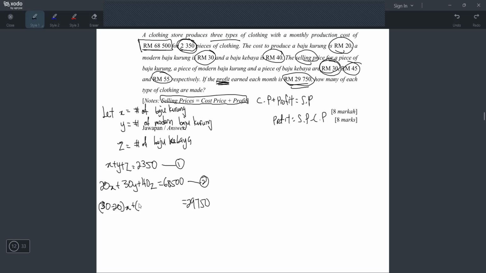The modern baju kurung selling price is 45, but you have to minus the cost price to get the profit, which is 30 ringgit, right? And then don't forget, after you minus, then only you can times with Y. And for my last part, is the baju kebaya.